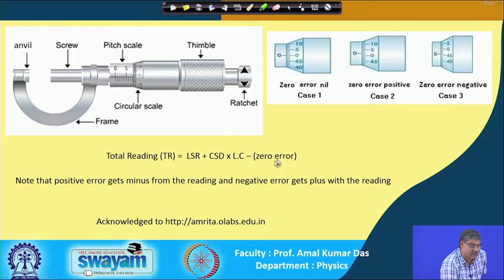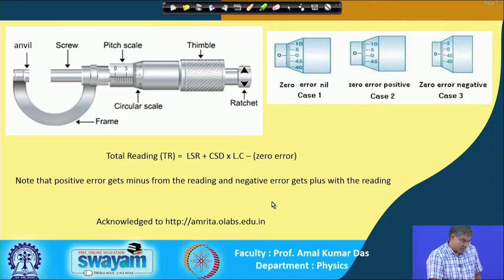In this case it is negative, minus, and in this case plus. If you consider this plus or minus error here, minus into minus will be plus. So the negative error will be added to the main reading, and the positive error will be subtracted from the main reading. Okay.